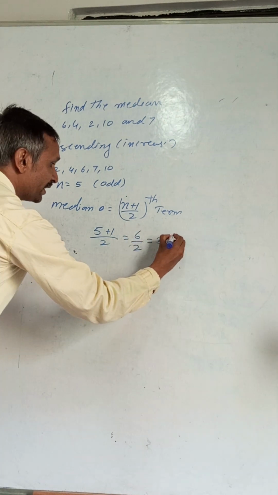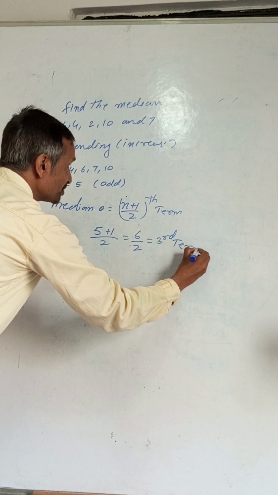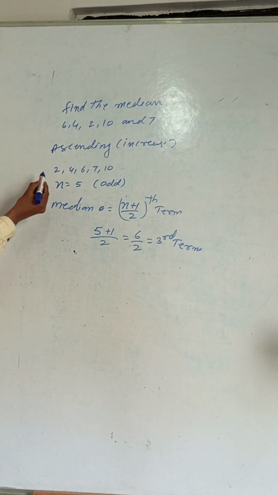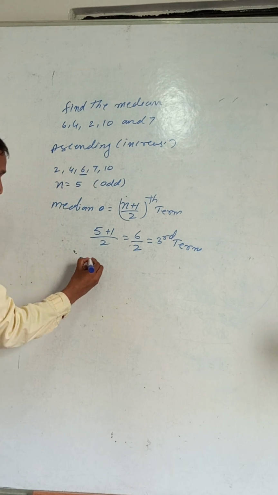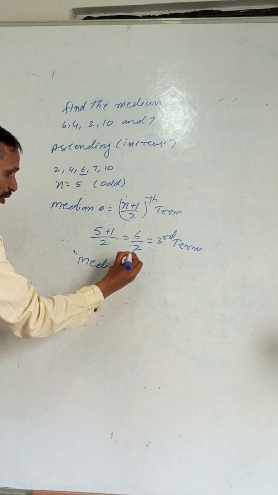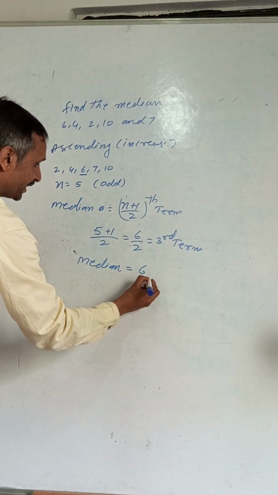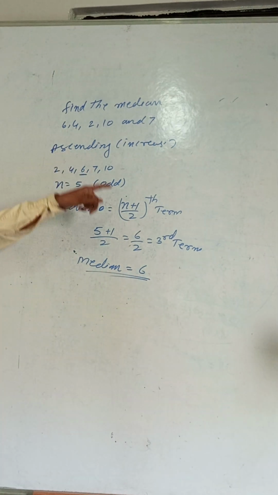So it is the third term. Which is the third term? Counting first term, second term, third term, the third term is 6. So the median of this given data is 6, because it is the third term counting from the start.